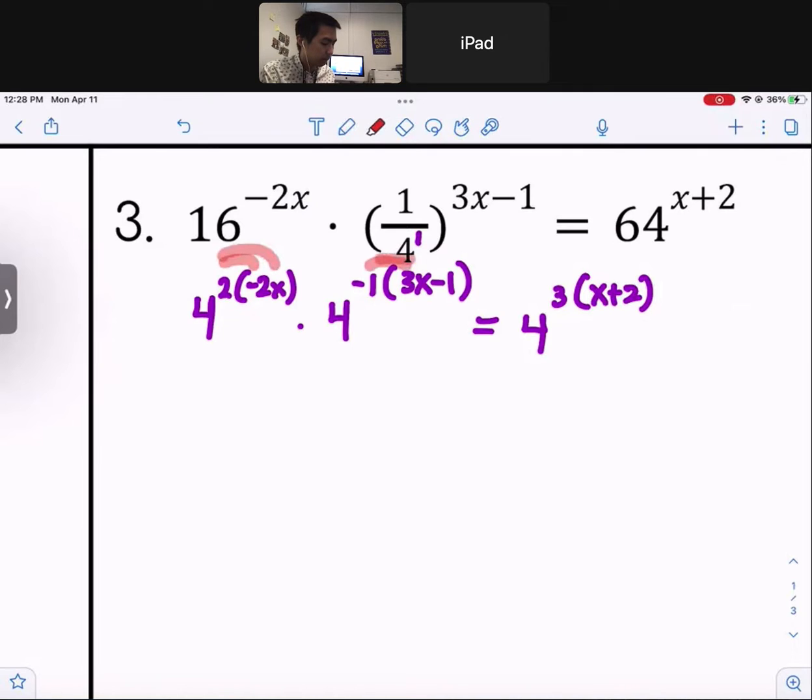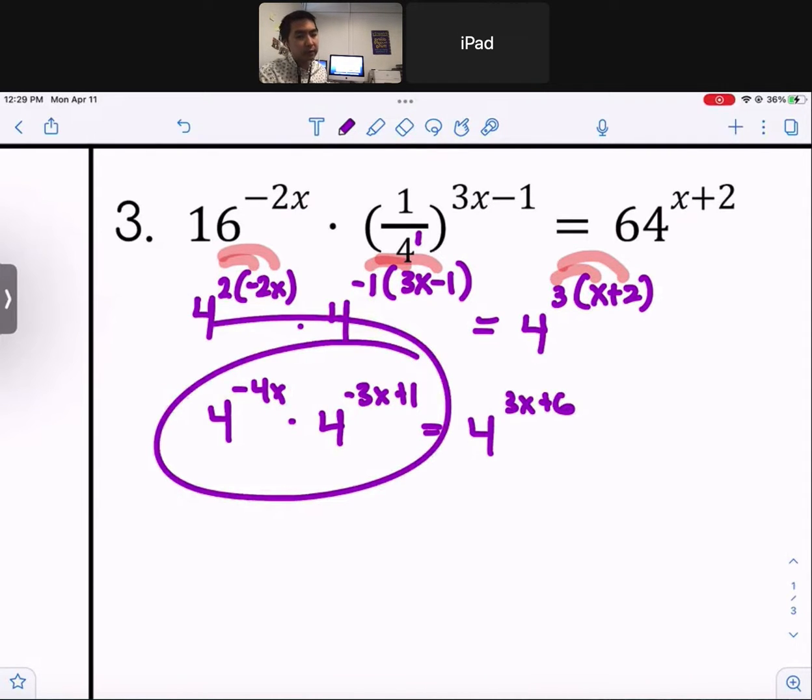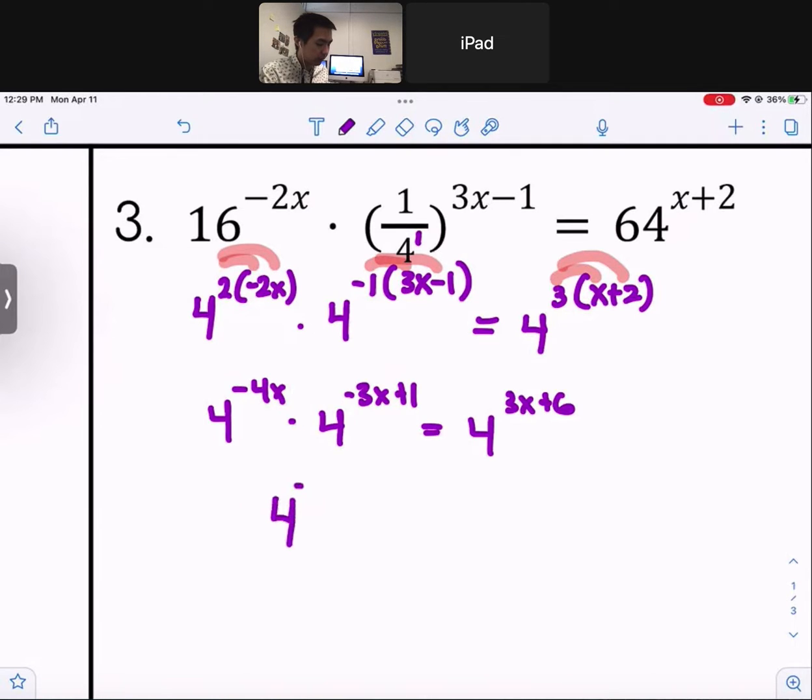Distribute that. Distribute this, so we really got 4 to the negative 4x times 4 to the negative 3x plus 1 equals 4 to the 3x plus 6. But remember, we have to get 1 base of 4 on that side, so this is multiplication. You just have to add the exponents together.